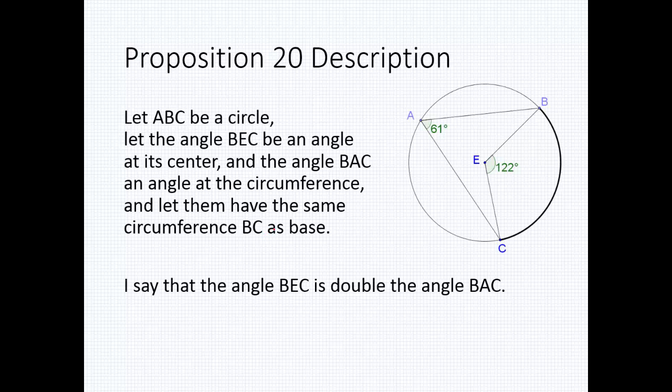Let ABC be a circle. Let the angle BEC, that would be this angle right here, be an angle at its center, and the angle BAC, this angle out here, be an angle at the circumference. And let them have the same circumference BC as a base. They both have endpoints at the endpoint of this arc. Euclid says that the angle BEC, the one in the center, is double the angle BAC on the outside.